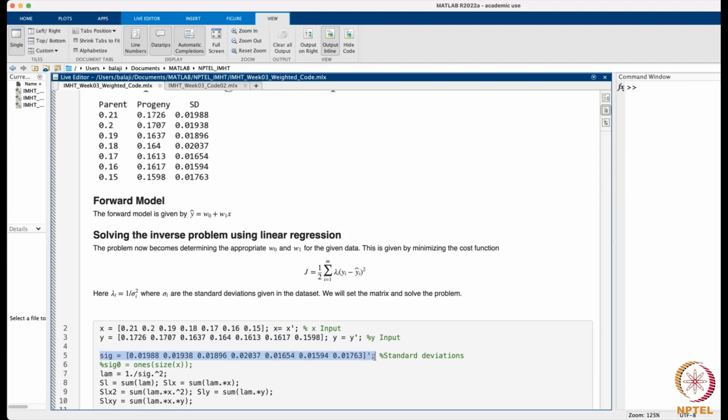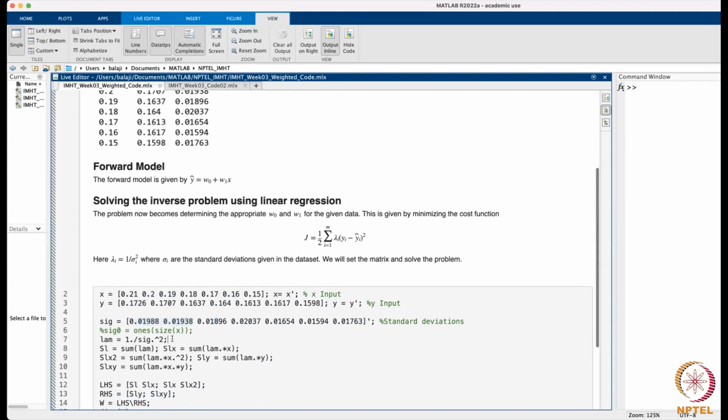The extra thing here is the standard deviations, which basically measure how much confidence we have in each one of these data points. So the first one represents our confidence in the 0.21, 0.1726 data points. The higher the confidence, the higher the weight you wish to give. Another way of saying it is, the lower the sigma, the lower the error expectation, the higher the weight you want to give. So here I have this lambda, which I have defined as 1 over sigma square.